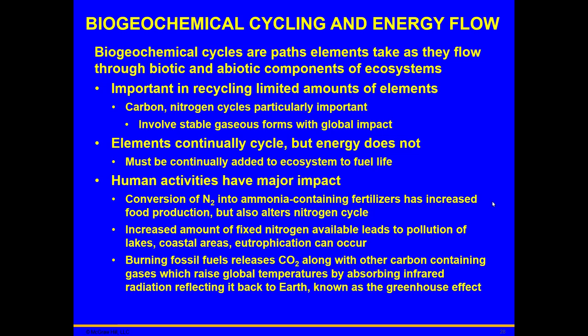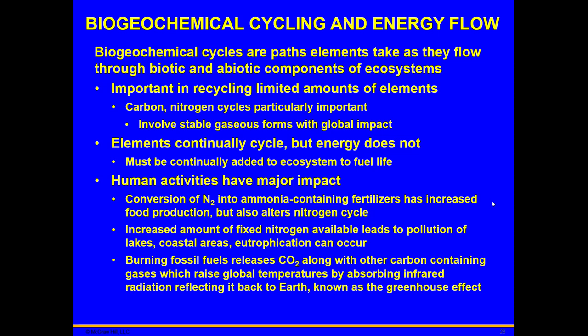In other words, how certain elements cycle, and we're going to talk about basically carbon, nitrogen, sulfur, and we're going to mention phosphorus in passing also. But these are pathways the elements take as they flow through biotic and abiotic components of the ecosystem. Remember, biotic is living, abiotic are just the non-living components, okay? These are all important in recycling limited amounts of elements. So carbon and nitrogen cycles are extremely important, and they involve stable gaseous forms, and sadly, in some cases, they do have a global impact.